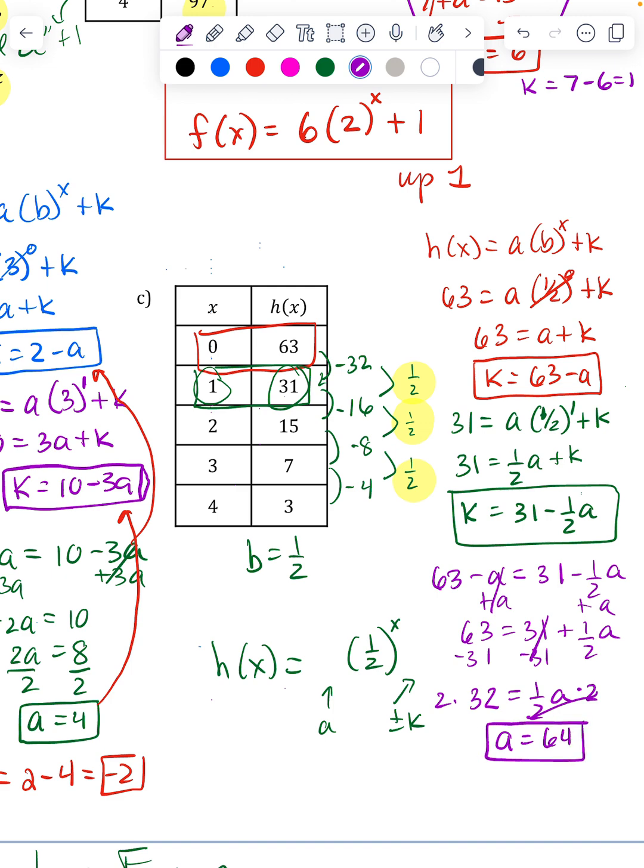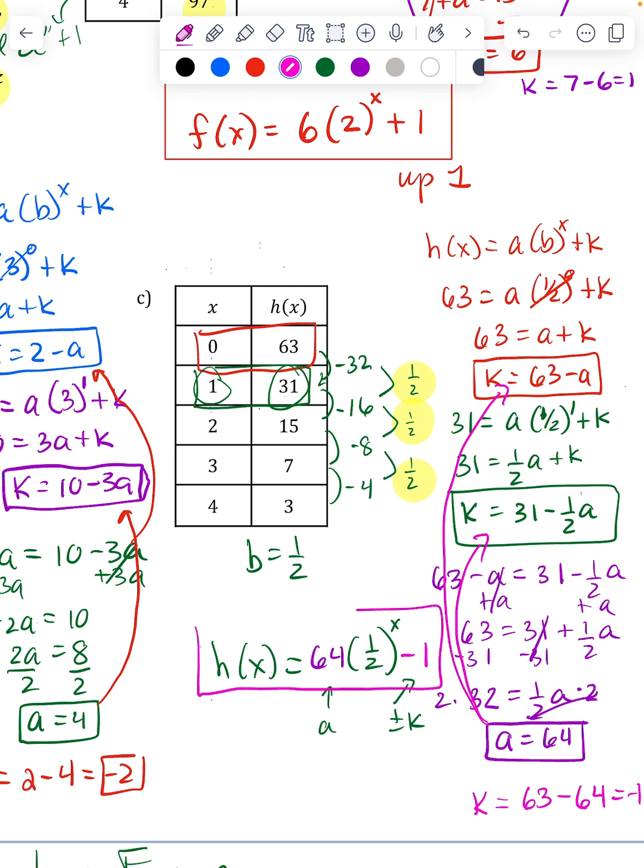Okay, so I'm starting to put the puzzle together. I've got my A value, I've got my B value, and now I just need to journey back up to either here or there. And to me, obviously the top one is easier. I'm going to take 63 minus my A value and get -1. So that is my K. So this is the function that is an exponential function tying those values together.